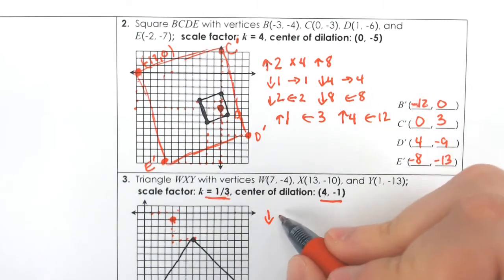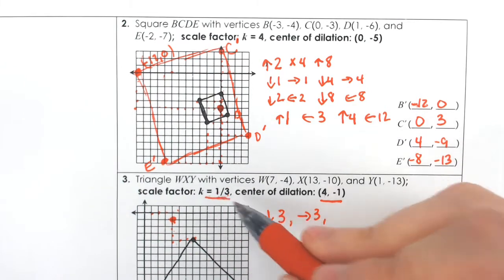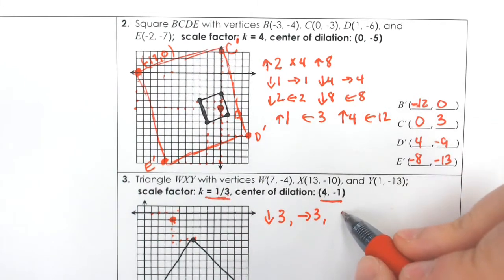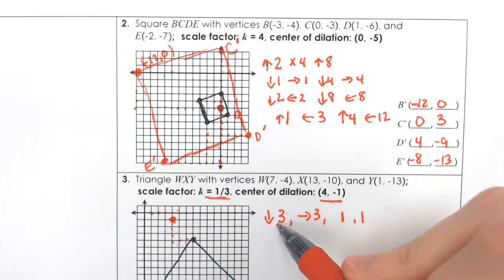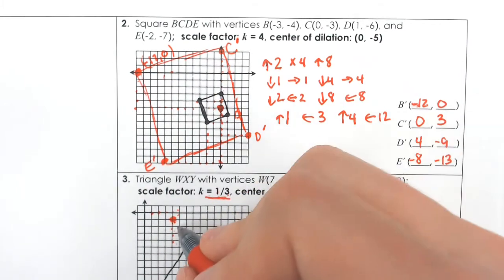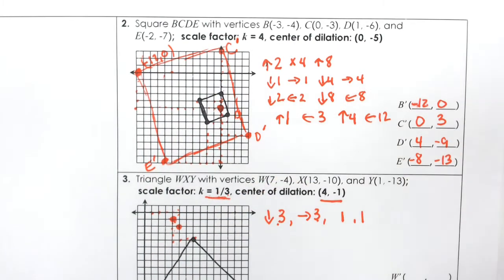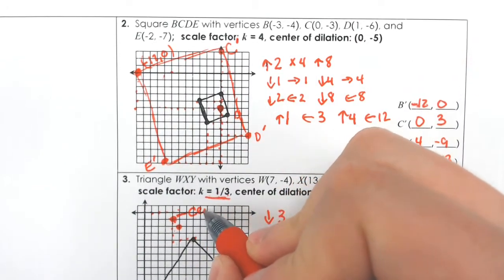Okay, well, if I went down by 3 and to the right by 3, what is 1/3 of 3? Well, that would be 1 and 1 again. So I need to go down by 1 and to the right by 1 instead. There's my point. Don't lose which one's the center of dilation. That one's this one, center.